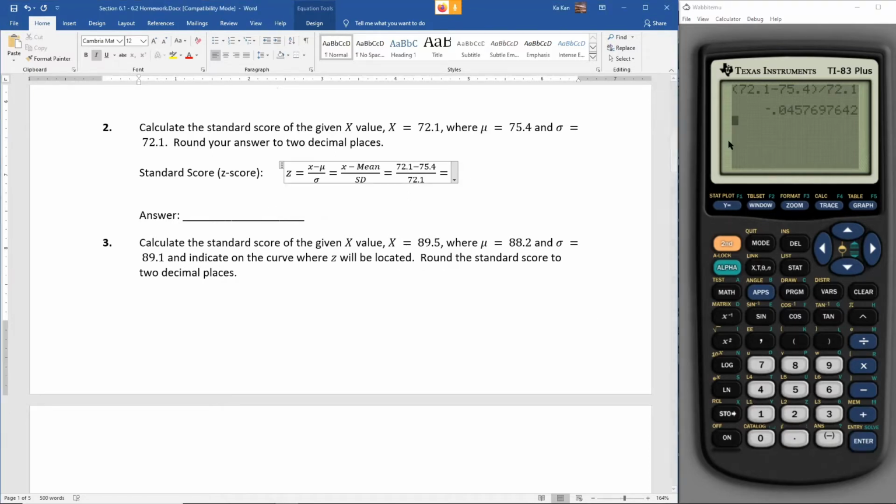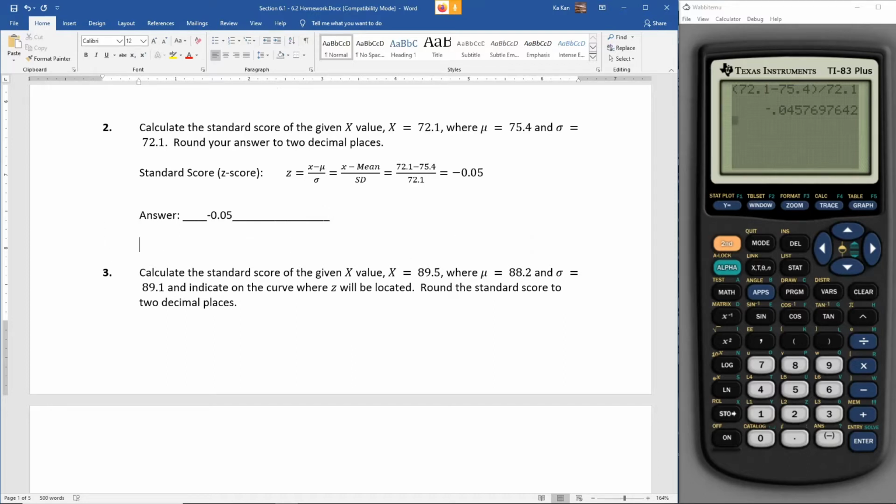So that answer is going to be negative 0.04, well, we round to 2 decimals, so 0.05. So the answer would be negative 0.05. Well, what does it mean, though? This means the data point x is about 0.05 times the standard deviation less than the mean. So if the z-score is 2, that means I am 2 times the standard deviation above the mean.